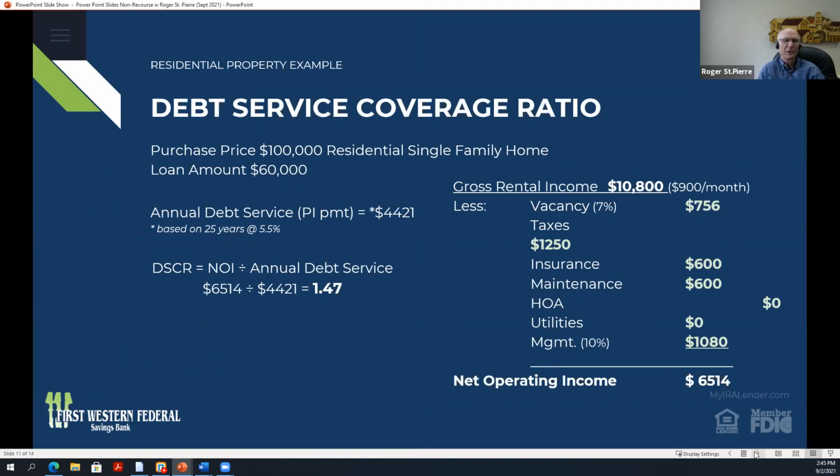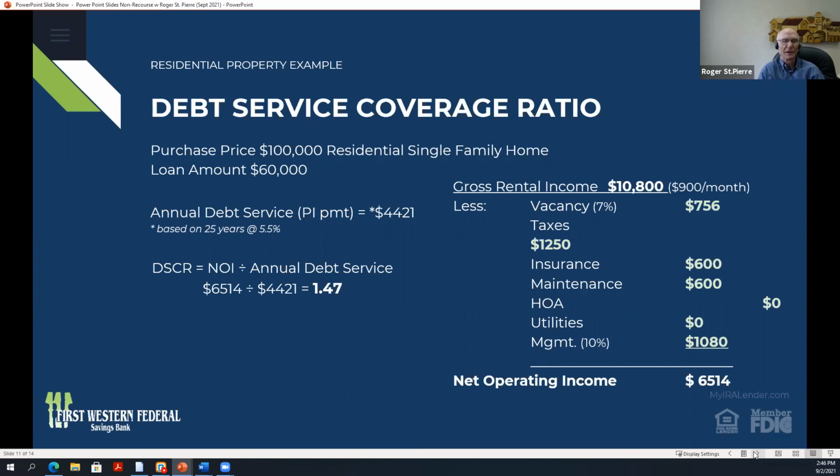You can use this metric on anything you do in investment real estate, and it works. It's a pretty good tool. So, example, we have a $100,000 property. We're going to loan $60,000 on it and a 40% down payment. So in this instance, and this is a live example, on that $100,000 property, they're going to be able to achieve a $900 a month rent.